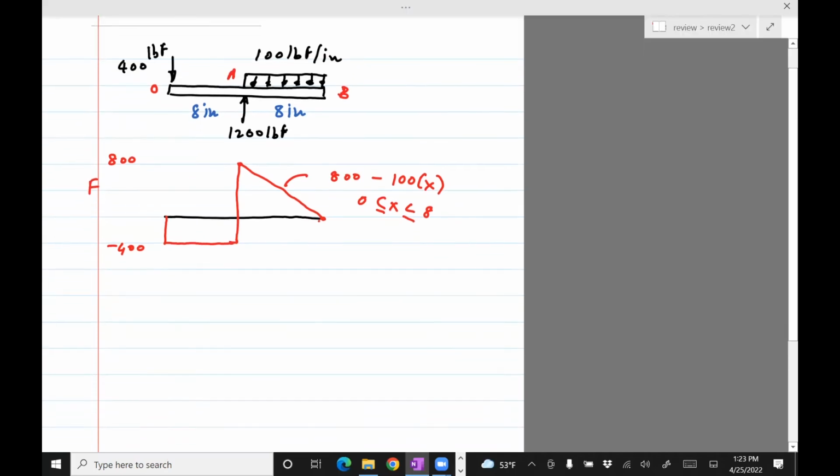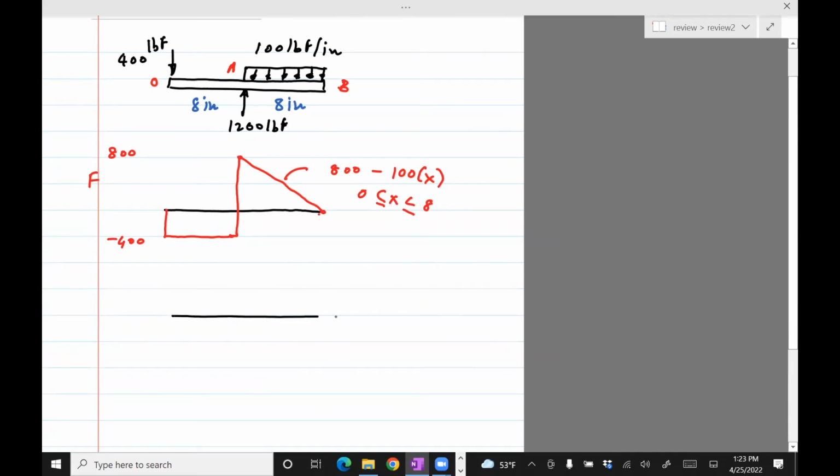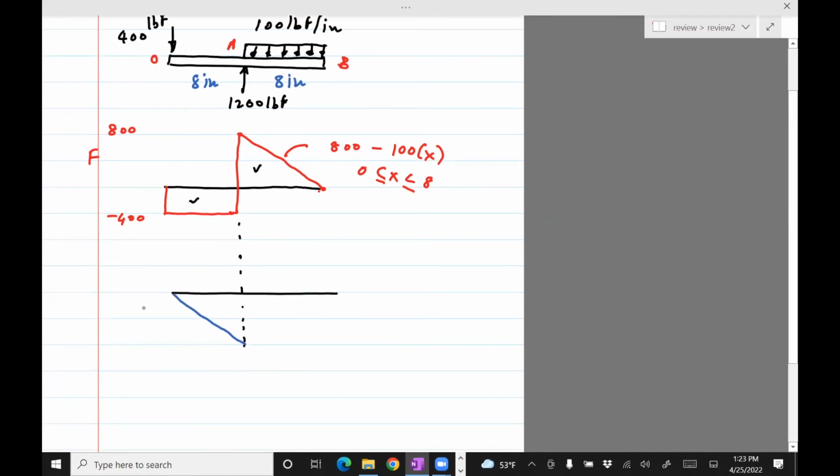Let's draw the bending moment diagram. One way of doing that in this case is to take the area under the curve and then use that area to compute the bending moment diagram. So find the area here, which will be negative, find the area here, it will be positive, and then connect the dots. So it comes out to be 400 times 8, so it's 3,200. So it's negative, that's why I've shown it as negative.